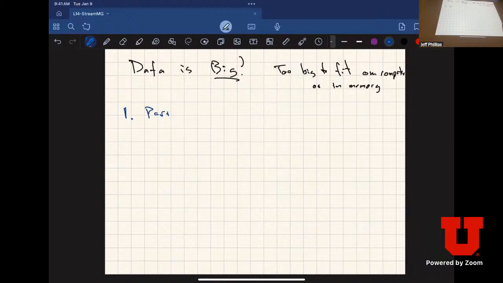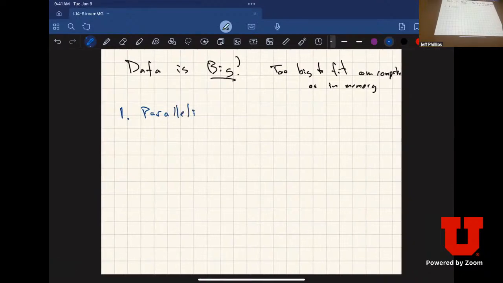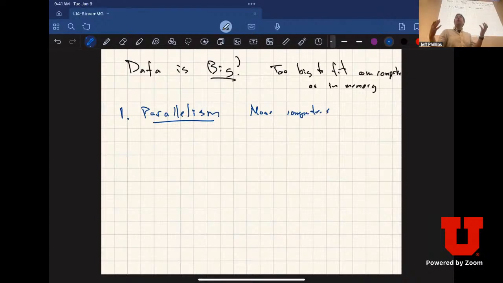The first one would be parallelism. So instead of solving your data mining questions all on one computer, you go and get more computers. It only helps to use more computers if you're a little bit smart about how you spread out the computation between them. We're not going to talk too much about parallelism in this class. There are specific classes in our department that talk more about how to design algorithms which run in parallel.